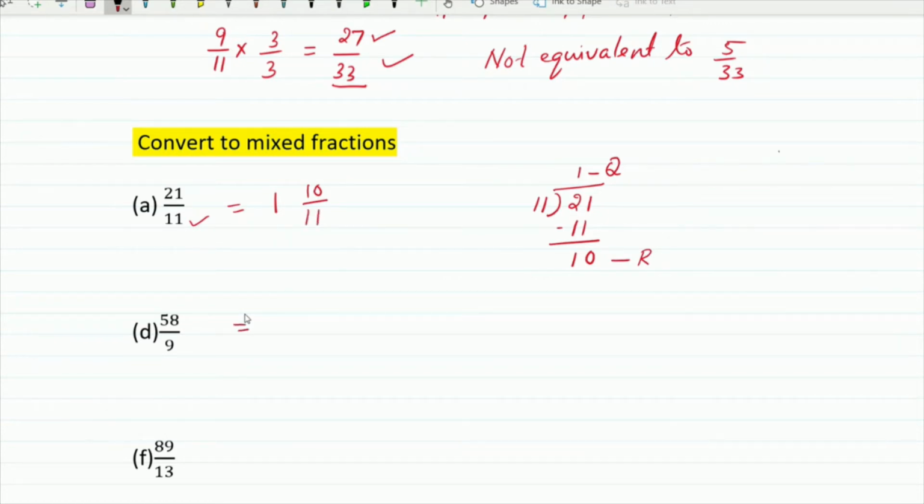Now the next question is 58 by 9. So we should divide 58 by 9. 9 6s are 54. Subtract: 58 minus 54 is equal to 4. So the remainder is 4 and the quotient is 6. So we write the mixed fraction with the quotient as the whole number part, the remainder as the numerator, and the denominator remains the same, that is 9. Next question, 89 by 13.